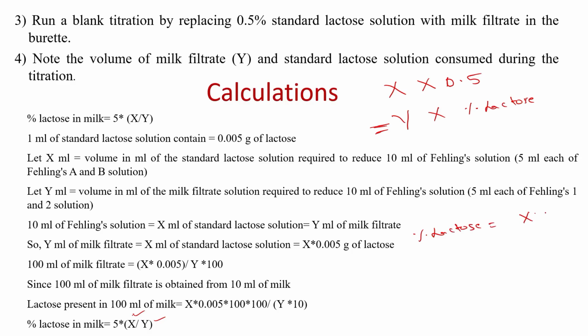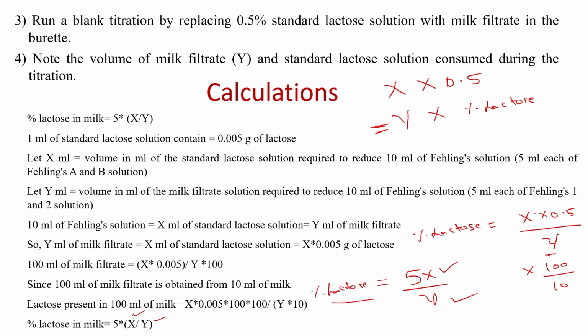So we can keep these two as equal. So here percentage lactose will come as X into 0.5 divided by Y. Now since we have taken 10 ml initially and made up the volume to 100, we have to multiply by the dilution factor also, which is 100 by 10. So 10 ml has been made to 100 ml. So this will come to 5 into X by Y. So whatever titer value you get for the lactose standard and for the milk filtrate, you put in this formula, and you will have the percentage lactose in milk.